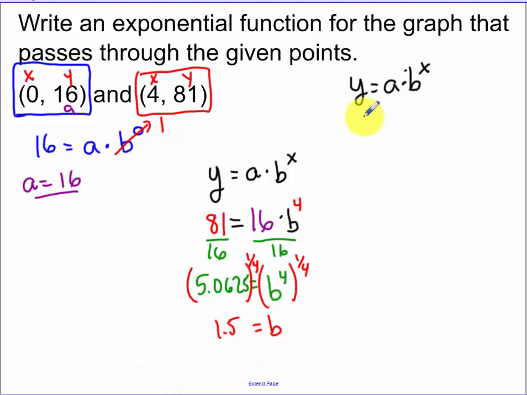So therefore, now we know our A and our B. So we have Y equals A, which was 16, B, which was 1.5, to the X power.